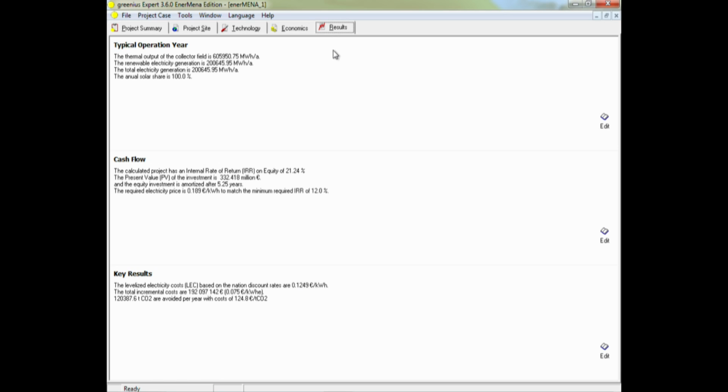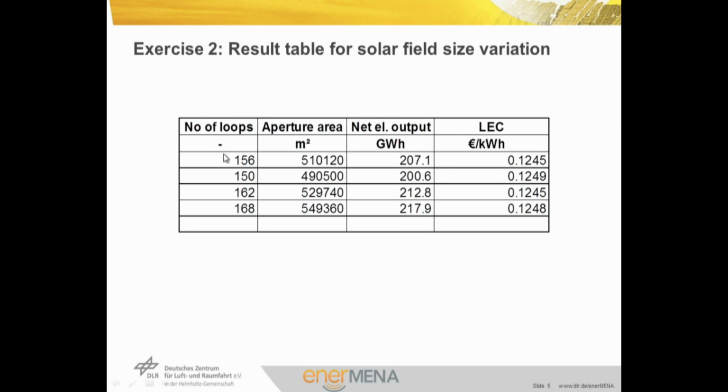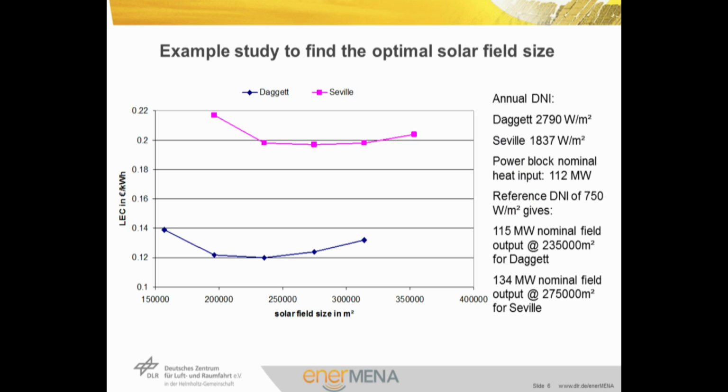This could be done also for 162, 168 loops, and then we get finally to a table like this one. Here, given the number of loops, the relevant aperture area for this number of loops, the net electrical output, and the levelized electricity costs. Here, the levelized electricity costs for 156 or 162 loops are the least values. This is another example of finding an optimal solar field size.